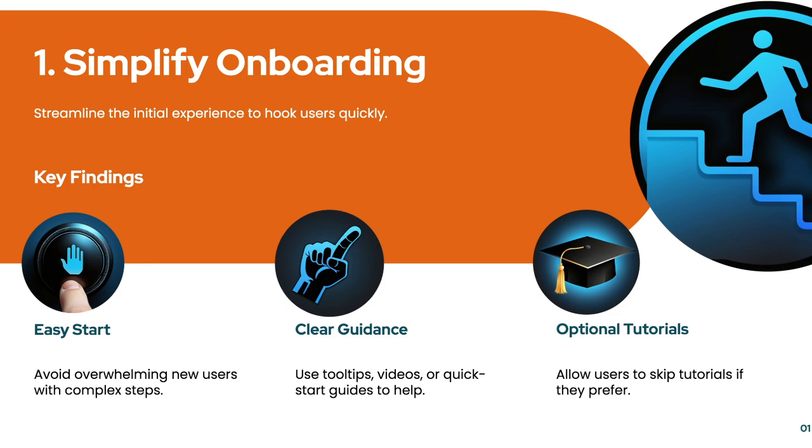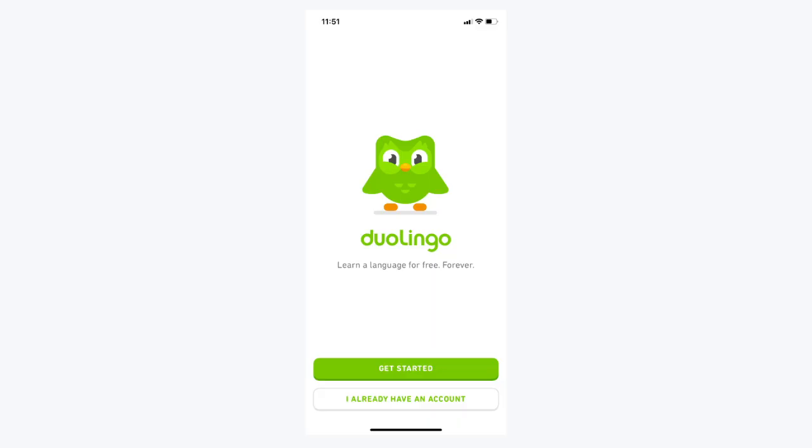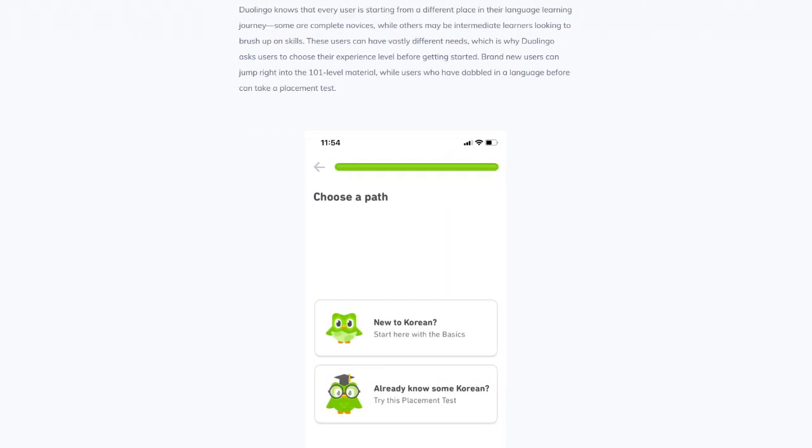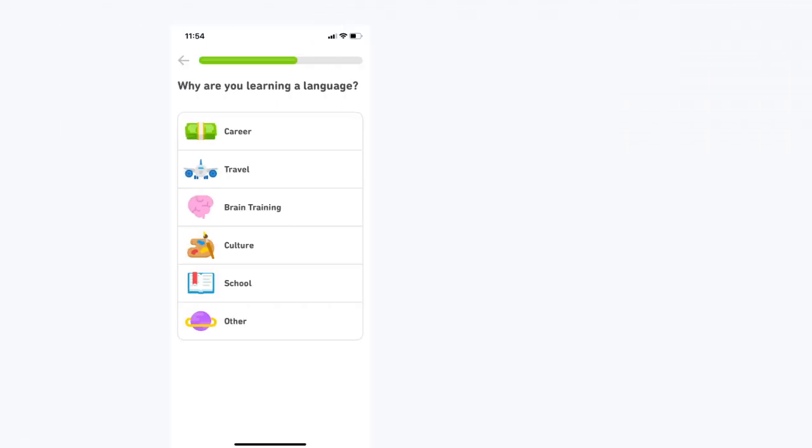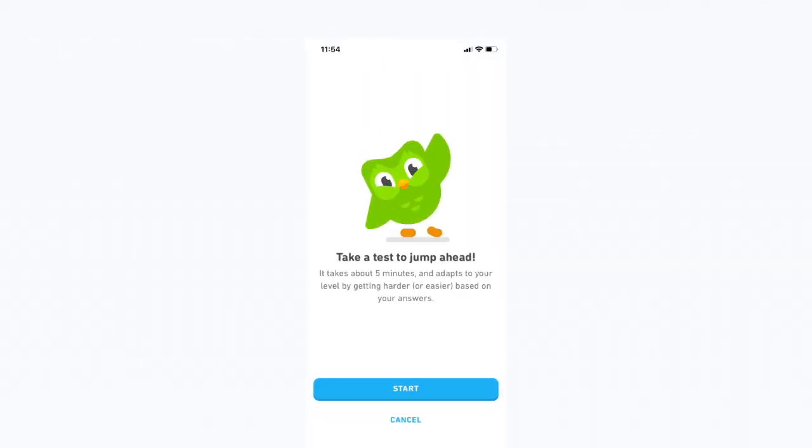Here's an excellent example of this. Look at Duolingo. Their onboarding process is super intuitive. You can just sign up, you can select a language, and within seconds, you're actually completing your first lesson. There's no unnecessary steps or distractions in how they designed this. This simplicity hooks users almost immediately and keeps them around.